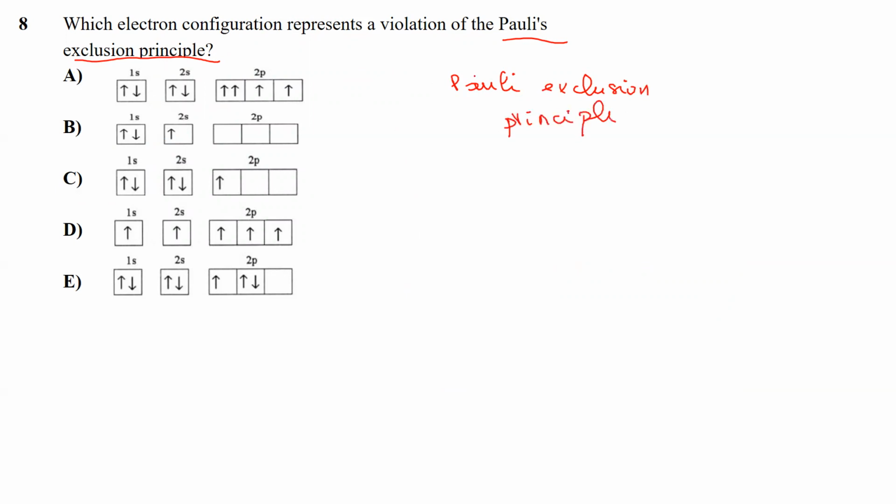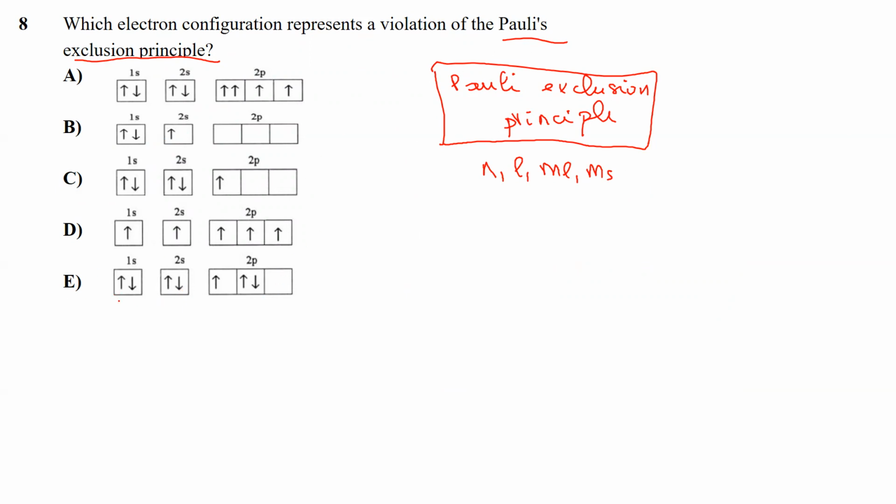What does it say? It's saying that two electrons cannot have all of the quantum numbers equal. You cannot have n, l, ml, and ms that are equal for two electrons. One of them will be different. So we are talking about the Pauli exclusion.